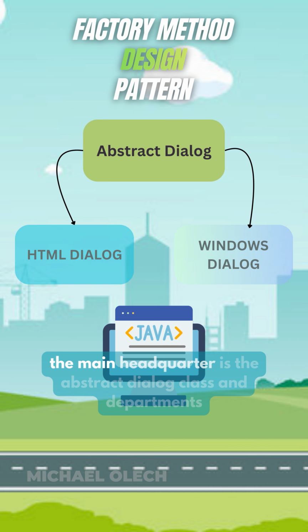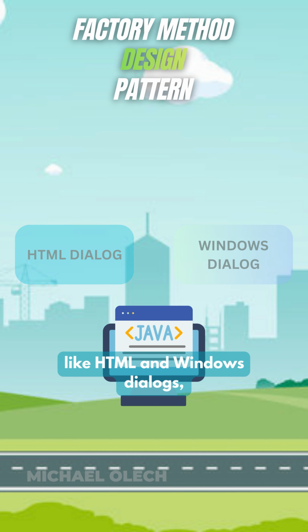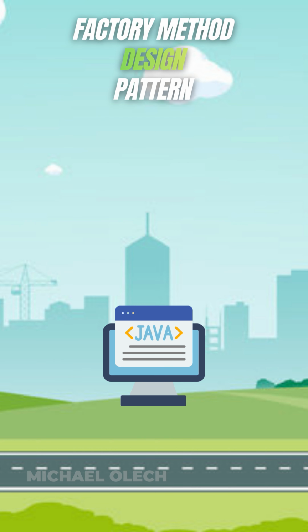In our Java example, we will create a dialog window that is adjustable to the current operating system. In this case, the main headquarters is the abstract dialog class and departments are the concrete classes that inherit from it, like HTML and Windows dialogs, each having its own button.